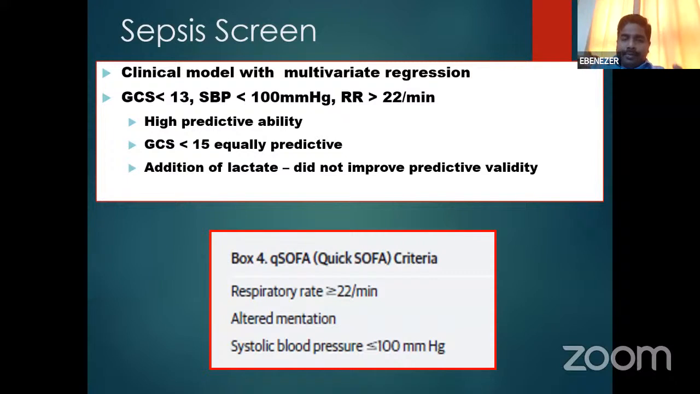These are all there to help you screen the patients, but at the same time, your clinical judgment is also very, very important. So now, once you have assessed and picked up that this patient is probably suffering from an impending septic shock, how do you go about treating this patient?